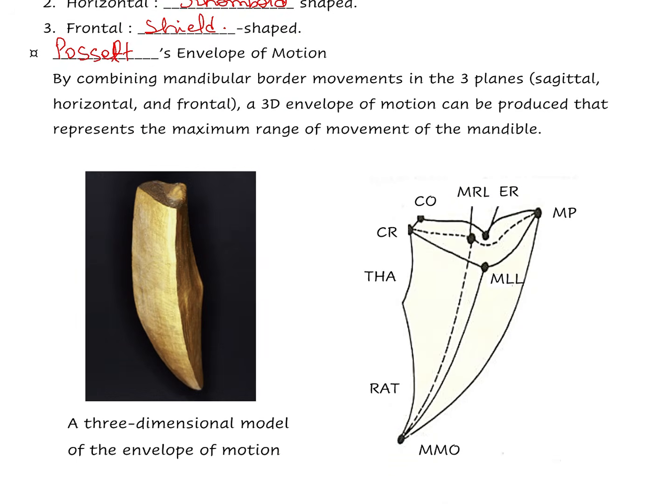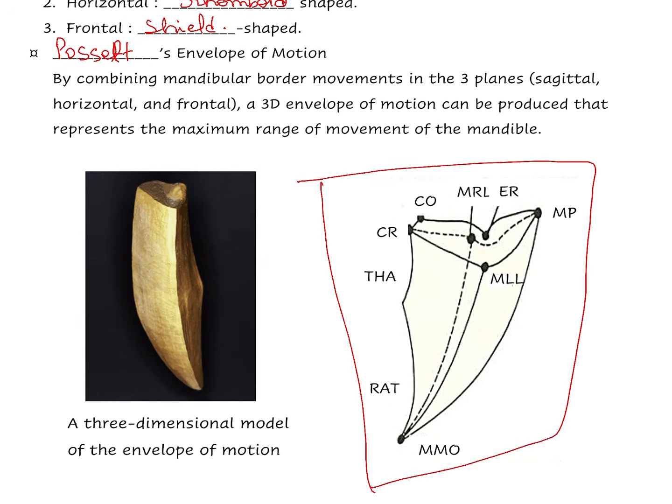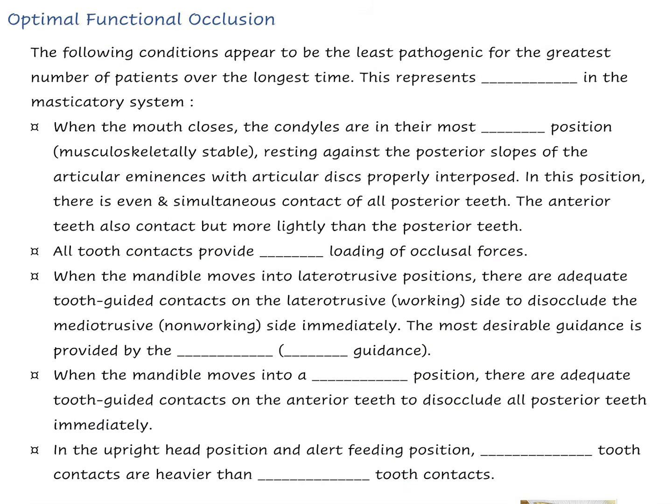Together, all of them create a three-dimensional area in which you can visualize the 3D maximum range of movement of the mandible, known as Posselt's envelope of motion. What is optimal functional occlusion? There are 5 criteria which help you understand that the occlusion of a patient is most stable or least pathogenic when the following features are met.